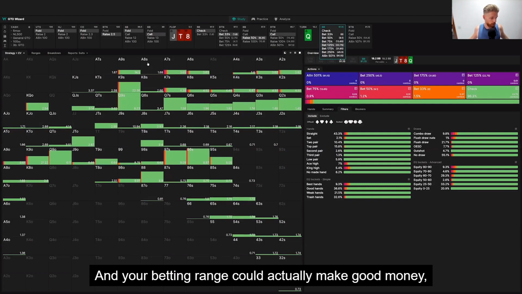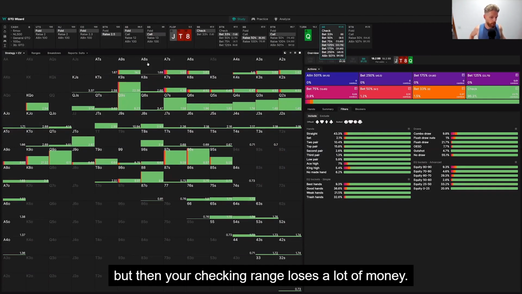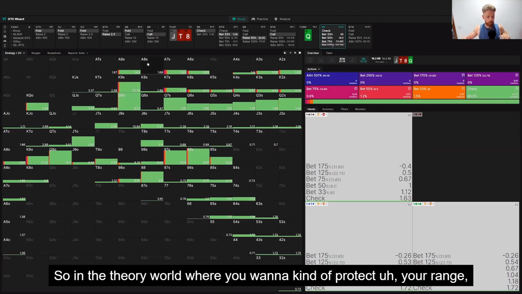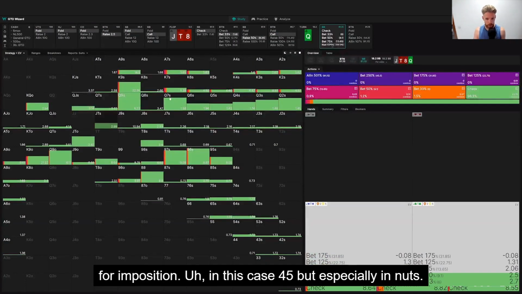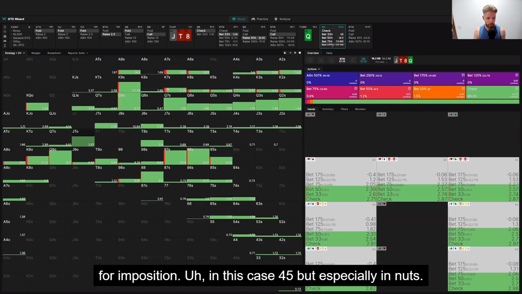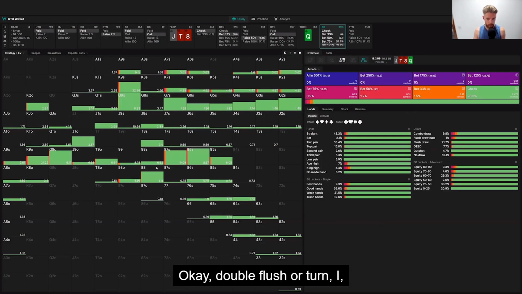And your betting range could actually make good money, but then your checking range loses a lot of money. So in the theory world where you want to kind of protect your range, you usually prefer to range check when the equity advantage becomes very good for in position. In this case, 45, but especially in nuts. Okay.